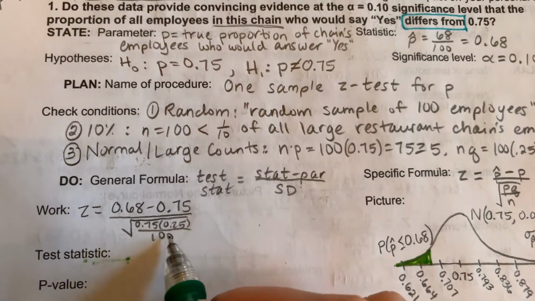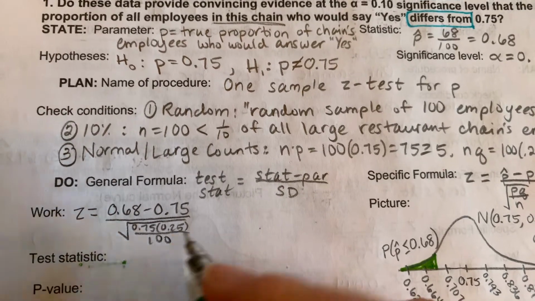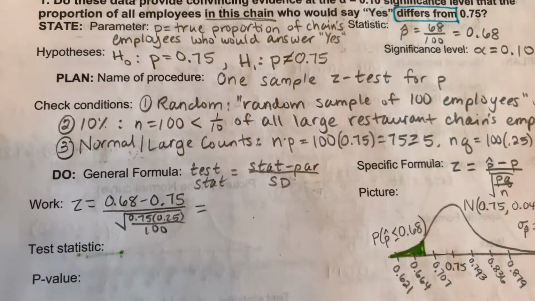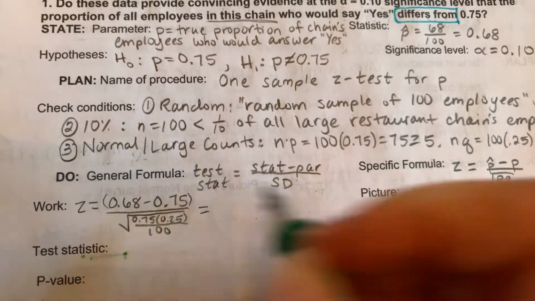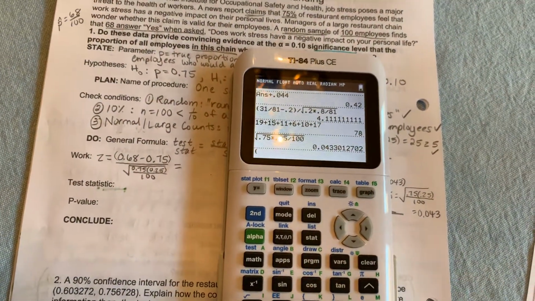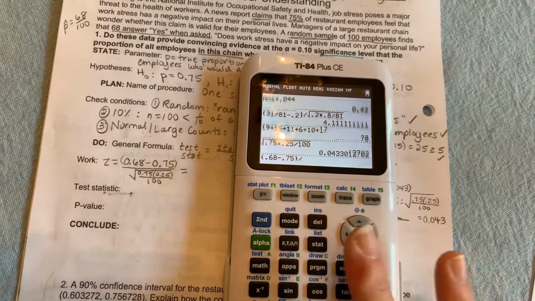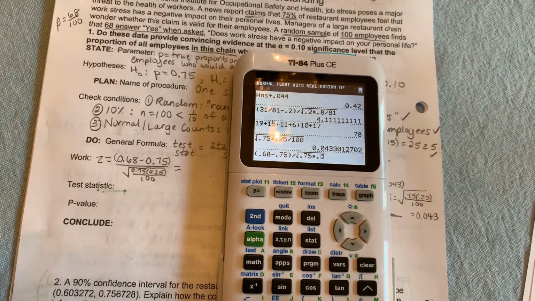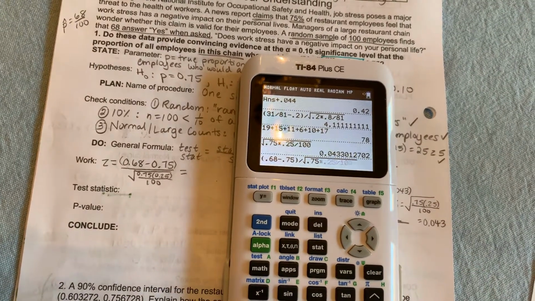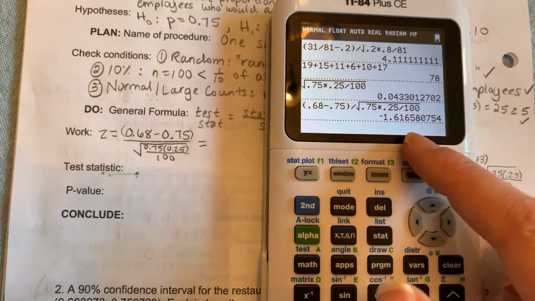Okay, I know I already calculated this to be 0.043, but I want to make sure I don't have any rounding errors, so I'm going to enter it as a whole thing again. So don't forget to put parentheses around the top when you enter this into your calculator. So parentheses 0.68 minus 0.75 end parentheses divided by square root 0.75 times 0.25 divided by 100. Okay, so I get negative 1.6.